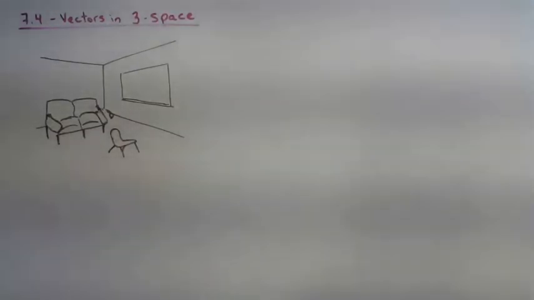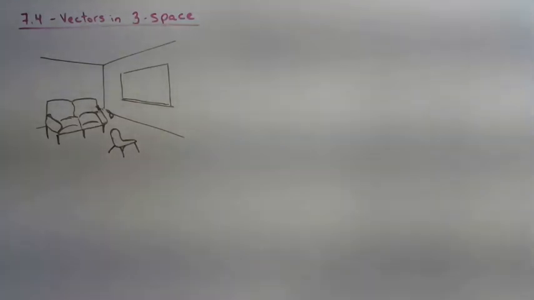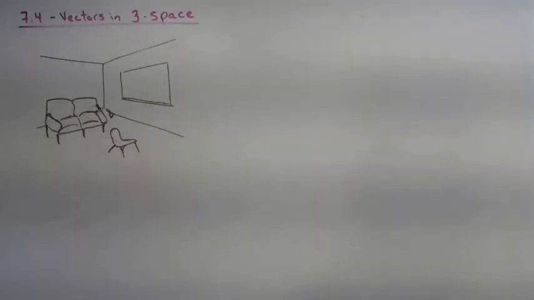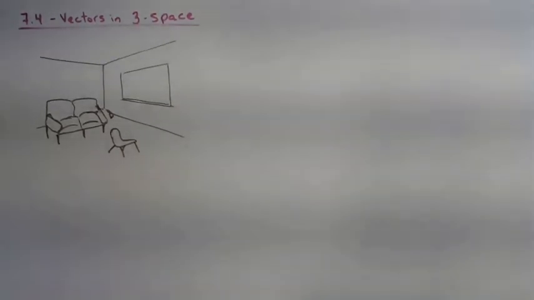This is lesson 7.4, vectors in 3 space. We've covered a lot of information about vectors. We know that they are a quantity with magnitude and direction. We know how to add them. We know how to multiply them by a scalar. We know how to multiply them by each other.